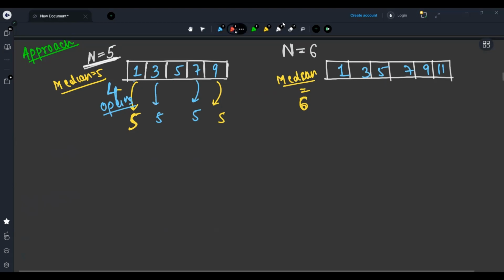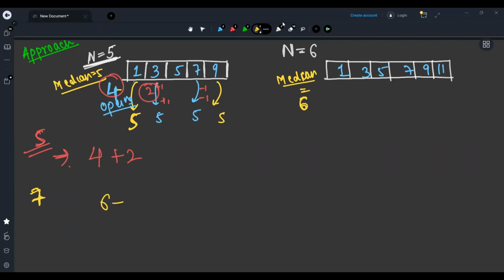This will require 2 operations. So in one operation it will increase, it will decrease, it will increase, it will decrease. So 4 operations and 2 operations. So 4 plus 2 operations. Okay. Now, for 5, we have 4 plus 2. Now, if I take 7, this will be 6 plus 4 plus 2. If I take 9, it will be 8 plus 6 plus 4 plus 2.